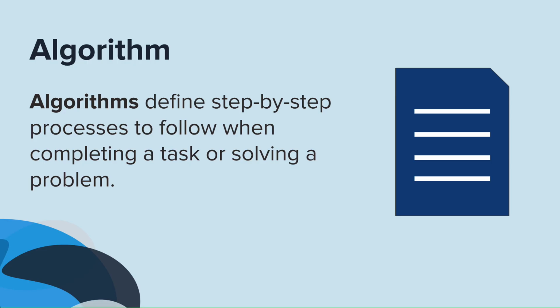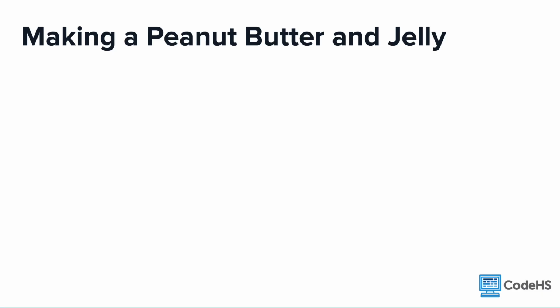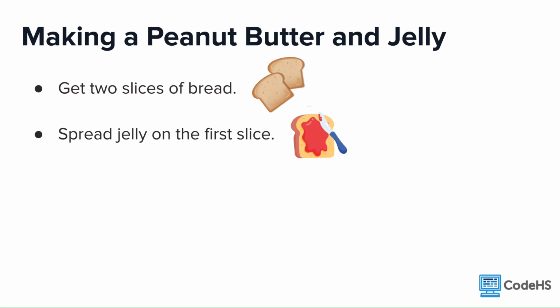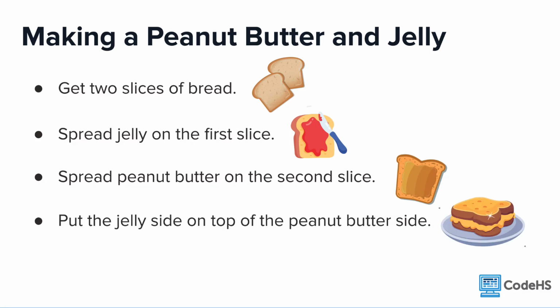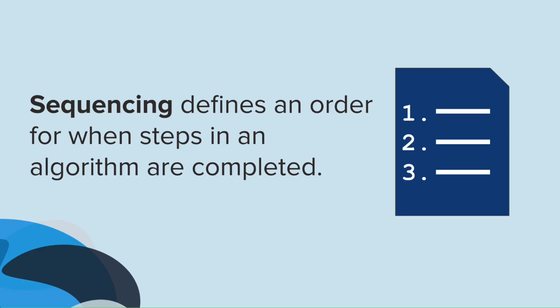To better understand algorithms, let's take a look at a classic example, making a peanut butter and jelly sandwich. You could break this larger task of making a peanut butter and jelly sandwich into these steps. First, you get 2 slices of bread. Then, you spread jelly on the first slice. Next, you spread peanut butter on the second slice. And lastly, you put the peanut butter side on top of the jelly side to make it a sandwich.